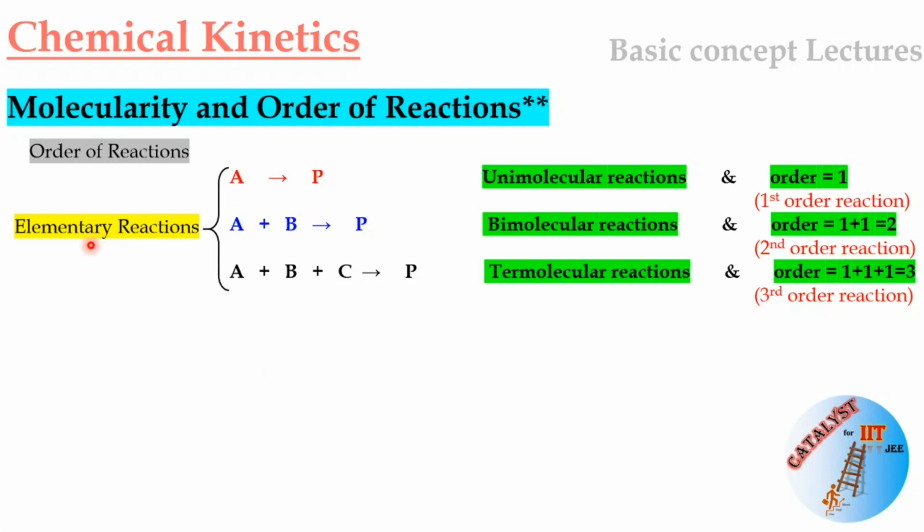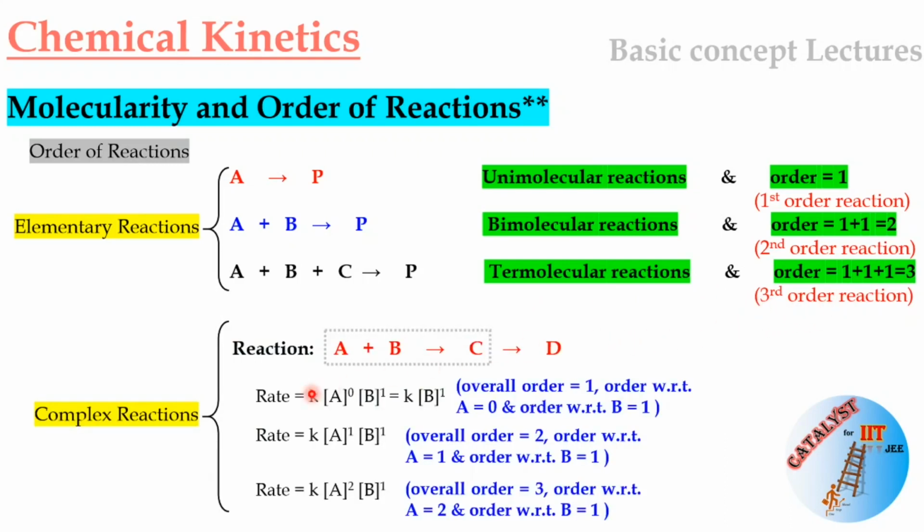So for an elementary reaction, as we know, molecularity and order are the same number. So for a unimolecular reaction the order is 1 and we call it a first order reaction. For a bimolecular reaction the order is 2 and we call it a second order reaction. For a termolecular reaction the order is 3 and we call it a third order reaction. But for a complex reaction the rate can be different, because rate is an experimental factor.